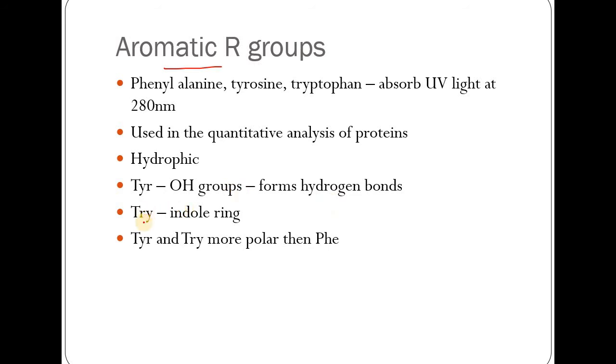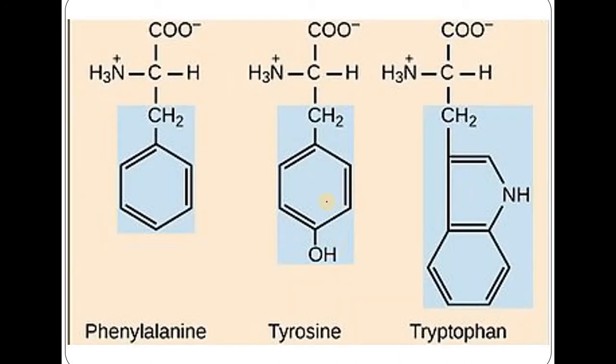group, and this helps in the formation of hydrogen bonds with other amino acids in catalytic activity and so on. And we have tryptophan, which possesses a ring-like structure called the indole ring. Tyrosine and tryptophan are more polar than phenylalanine, so phenylalanine is highly hydrophobic compared to the other two amino acids. This is the structure of phenylalanine: we have an aromatic ring attached to a methyl group. In tyrosine we have an OH attached to the ring structure, and this is the indole ring of tryptophan.